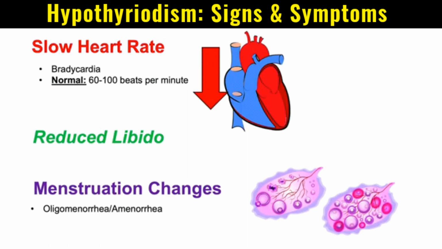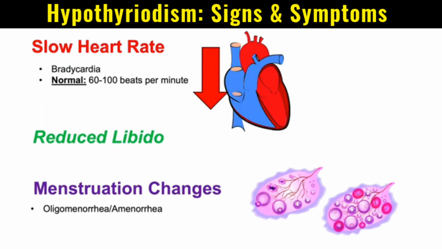So oligomenorrhea is where the cycle increases in length. So we start to have cycles going longer than 35 days. We start to see less periods occurring throughout the year. And then amenorrhea is when there are no periods at all. So we can start to see changes in the menstrual cycles. So usually lengthening of the menstrual cycles or no period at all.